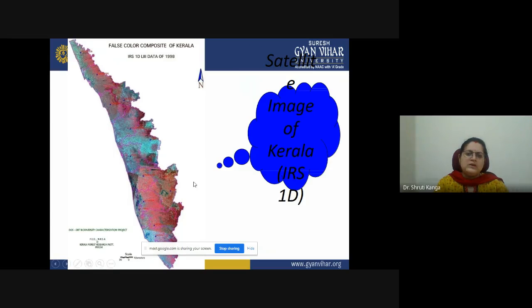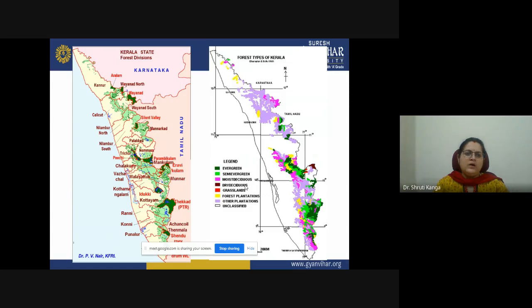Now, if you see the forest color composition, or the satellite image, which is IRS 1D LISS 3 data of 1998 in this case study. Okay, so here you can see complete Kerala as a satellite image of IRS 1D. Now, these are the different forest divisions. You can see the distribution. The red lines denote different forest divisions of Kerala.